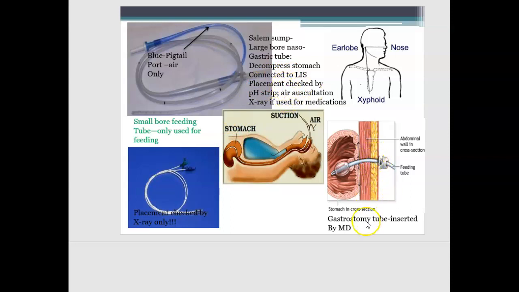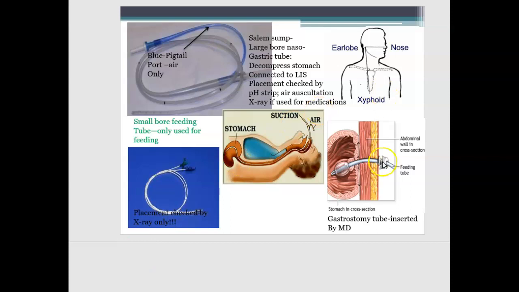This is your gastrostomy tube, short for G tube, and it's placed surgically by a doctor. It's kind of similar to that Foley catheter I was showing you. There's a balloon that inflates inside, so the tube does not come out.